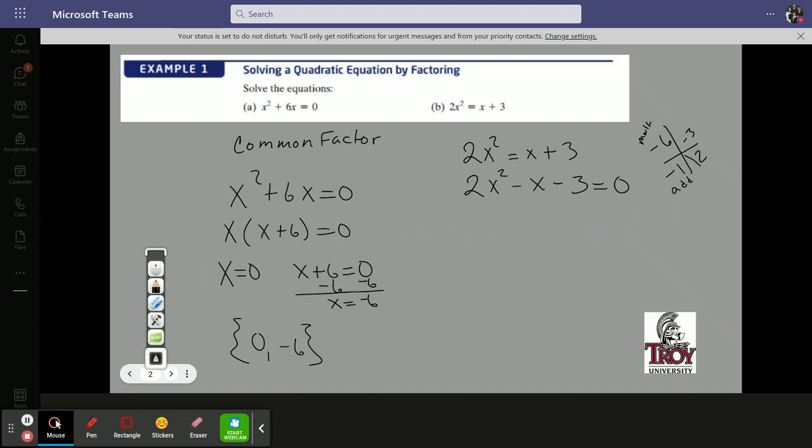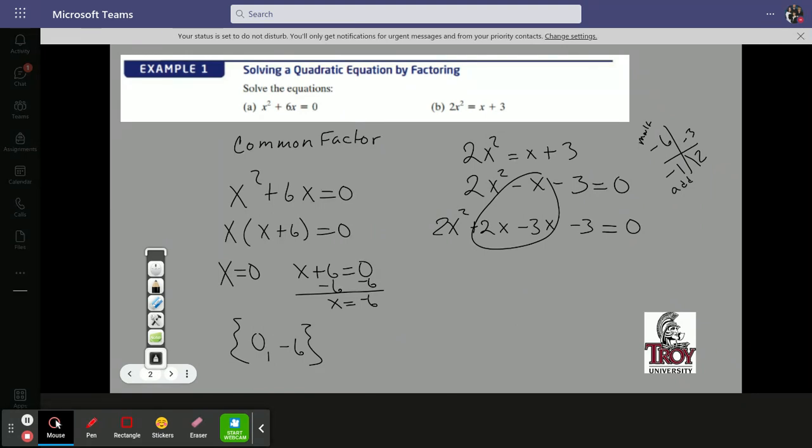Okay, so I'm going to bring down my 2x squared. And I'm going to bring down that negative 3. But instead of a negative 1x, I'm going to break it up into those two terms right here. I'm going to say plus 2x minus 3x. If I have plus 2x minus 3x, isn't that still just a negative 1x?